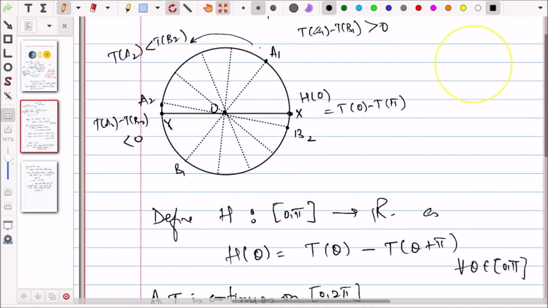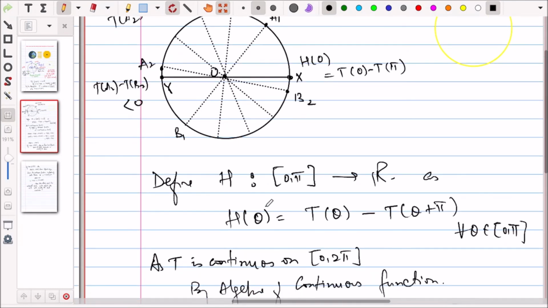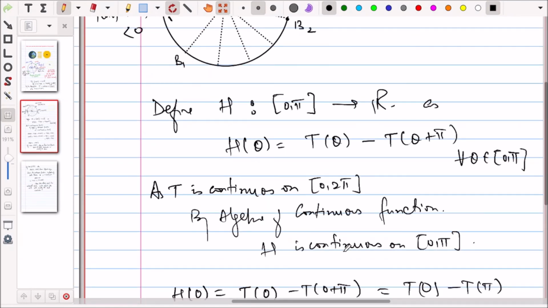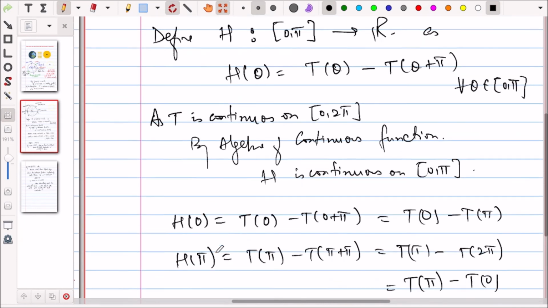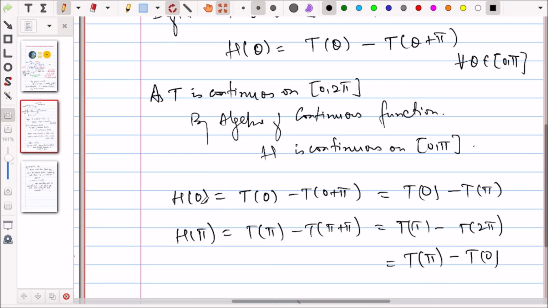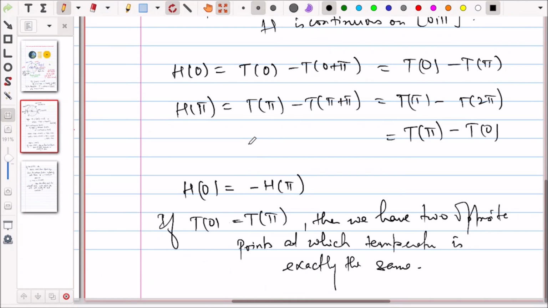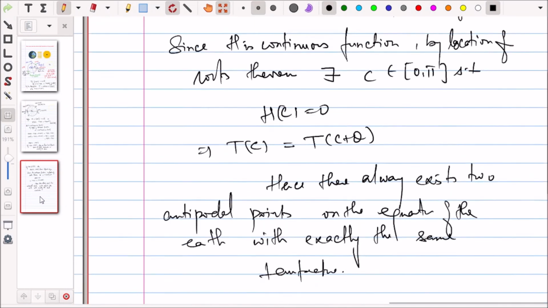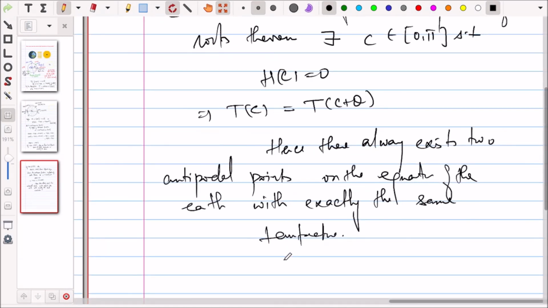Here we can see that the difference is changing from positive to negative, so we know that we will attain 0 at some point, that is, there must exist some point at which the temperatures are exactly the same. Using continuity, this function h is also continuous, and it has different signs at 0 and pi. Either they are equal, and then 0 and pi are the two antipodal points, or the signs of h0 and h pi are opposite. So by location of roots theorem, there will exist some point at which the difference is 0, that is, there exist two antipodal points at which temperature is exactly the same. So there always exist two antipodal points on the equator of the earth with exactly the same temperature.